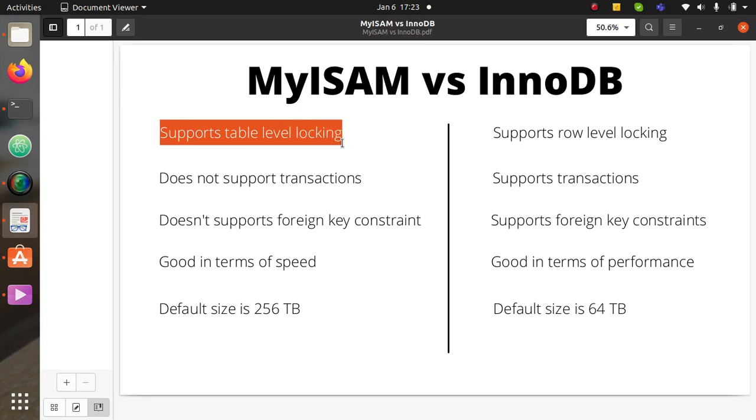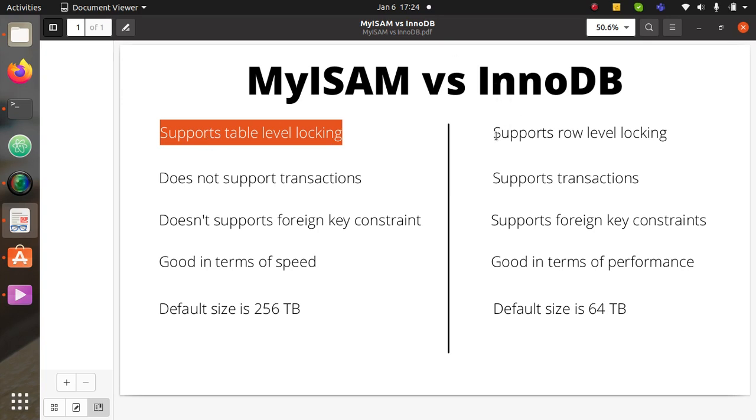So MyISAM supports table level locking. We know that MySQL provides two types of locks: read locks and write locks. Read locks are responsible for allowing a user to perform read operations from the databases. However, write locks are responsible for read and write operations on the databases. So read and write locks basically allow a user to perform read and write operations on the databases. Table level locking locks the entire table.